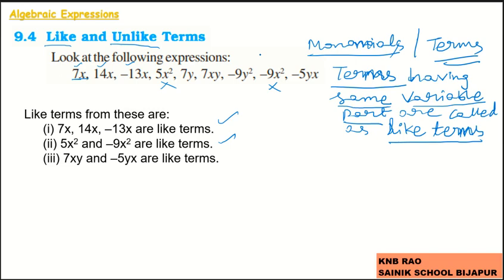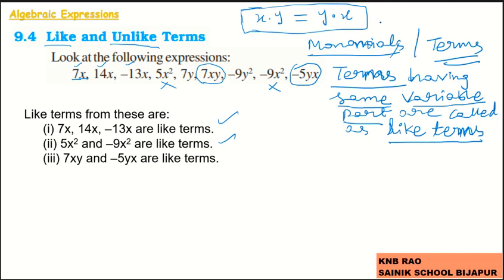Third, 7xy and minus 5yx, which I can write as x into y equals y into x. You know, this property is called commutativity under multiplication. So, commutativity under multiplication says, is it commutativity? Sure? Yes, it is also called the abelian property.